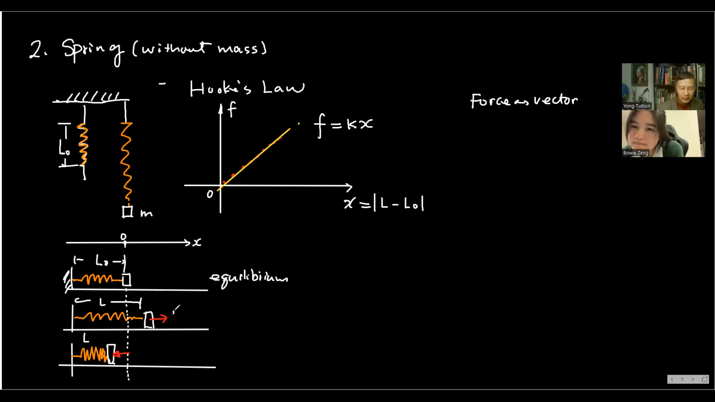And in this case, the force is opposite. Can you see? The force in this direction is positive. Okay, this is the external force. What will be the elastic force?